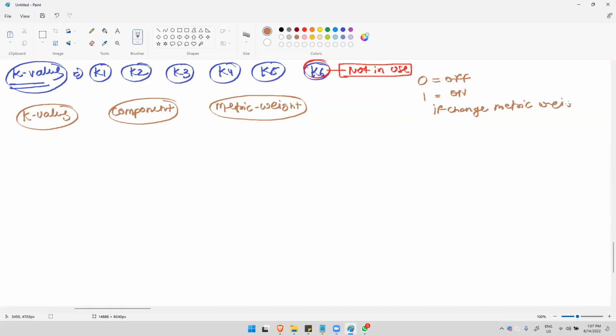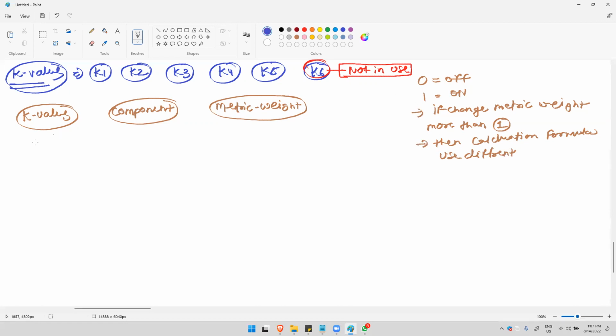But always be clear: if you change the metric weight to more than 1, then the calculation formula used is different. So verify very carefully.